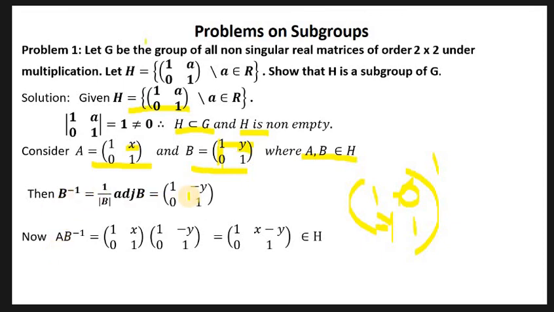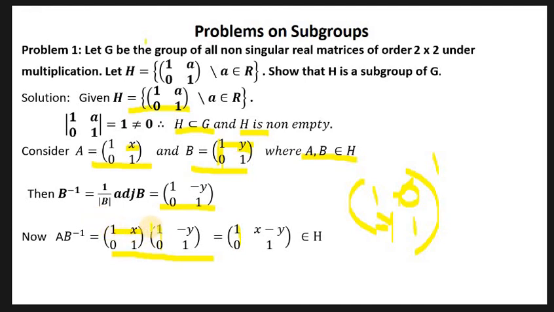See, B inverse we got 1 minus y 0 1. Now multiply this with the matrix A. Matrix A we have taken as 1 x 0 1. So it is 1 x 0 1 into the matrix 1 minus y 0 1. Now let us multiply these two matrices. We have the rule of multiplication, that is first row into first column of this matrix will be the first element of this one. 1 into 1 is 1 plus x into 0 is 0.